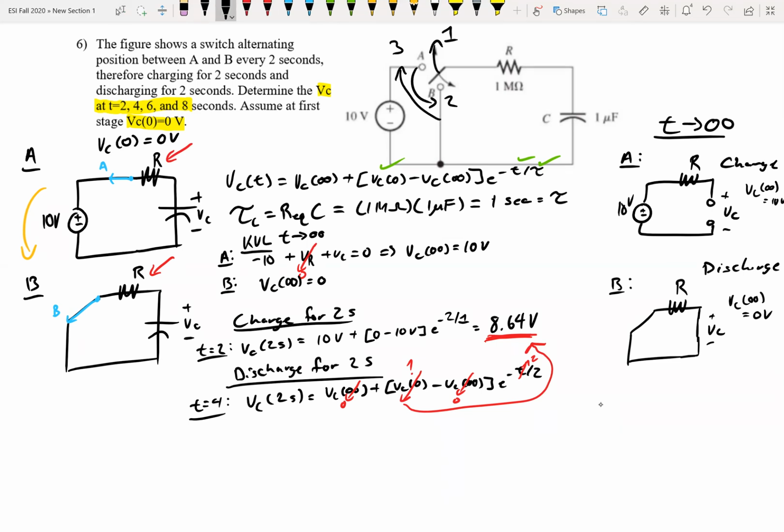So if we write this out, if we discharged VC for 2 seconds, we would now get 8.64 e to the minus 2 over 1. To give us 1.17-ish. Yeah. 0.17 volts.